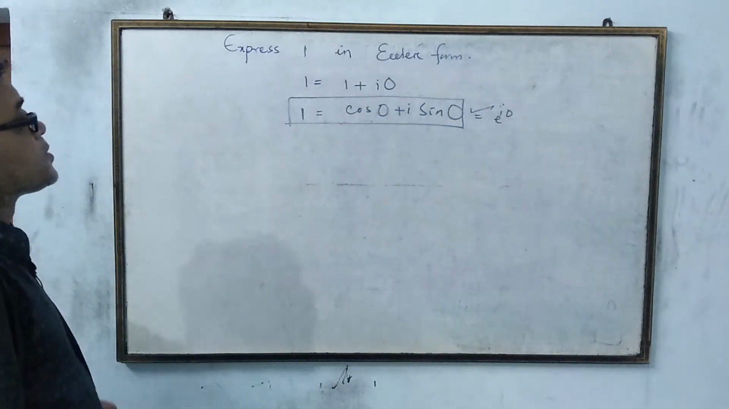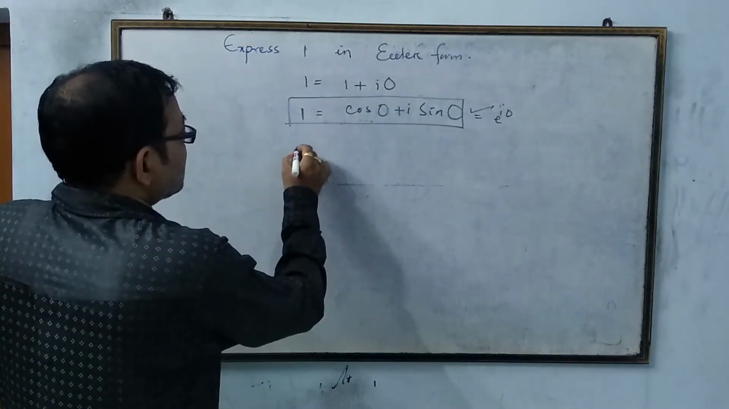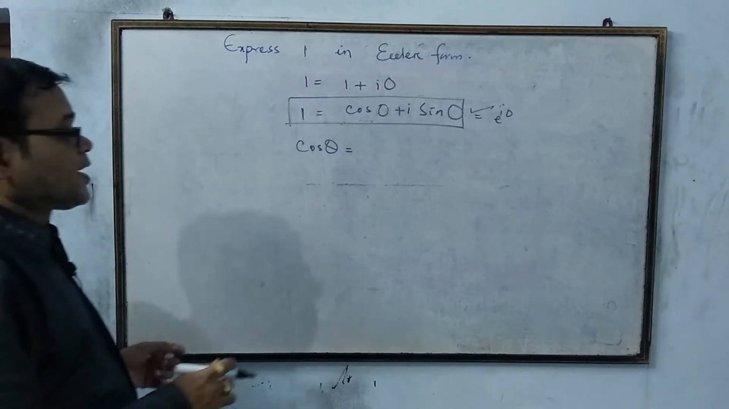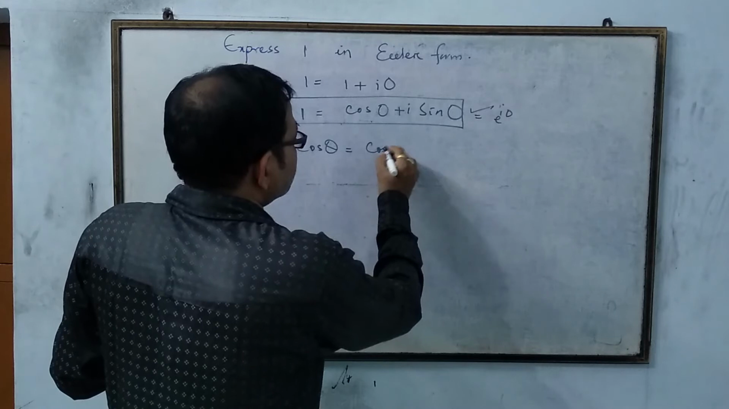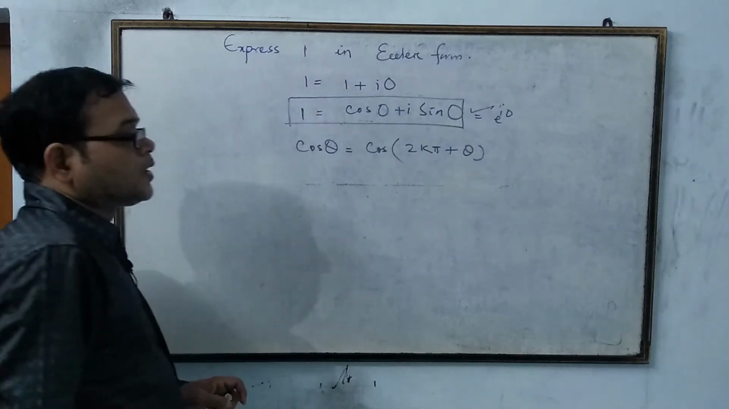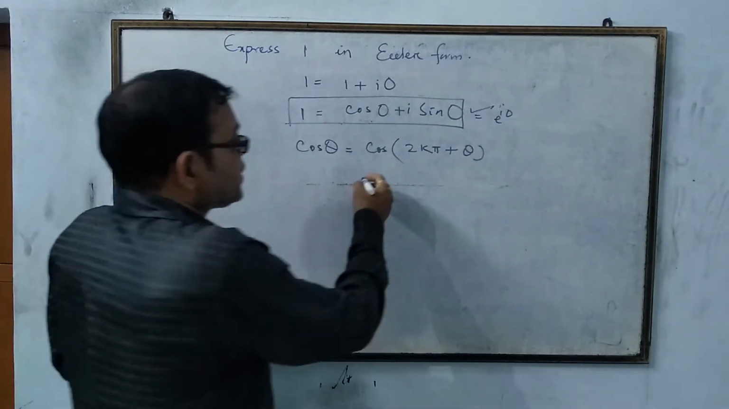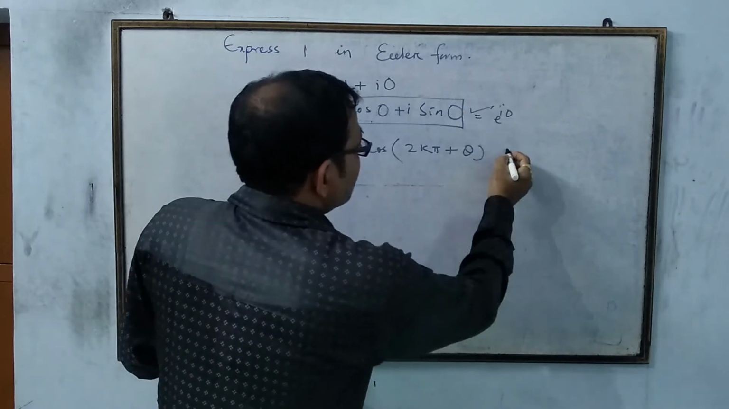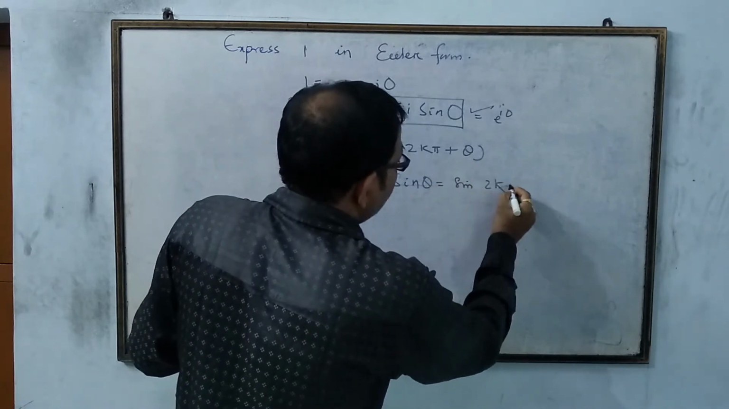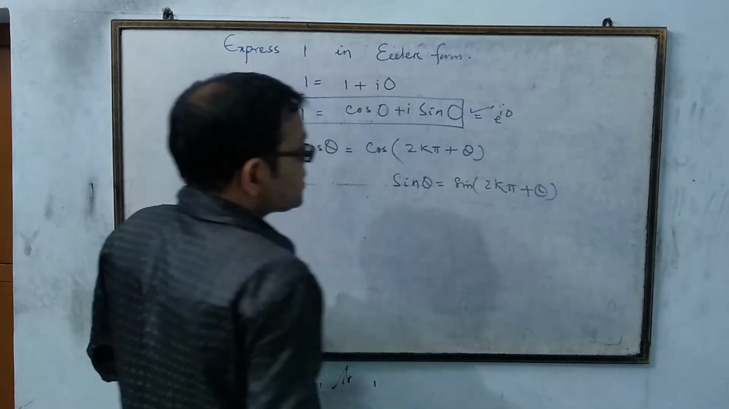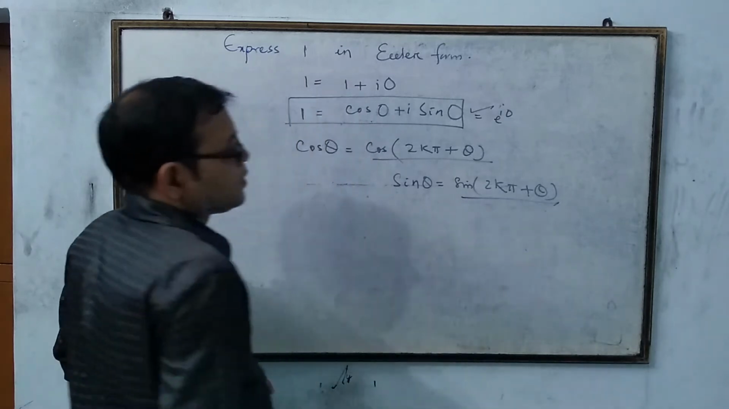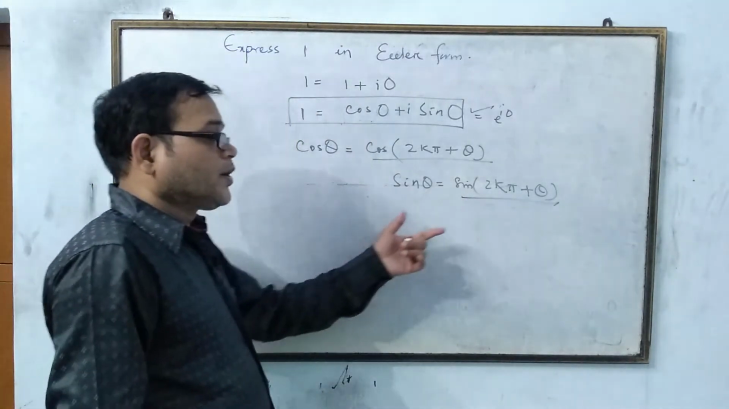But remember, students, if I say cos theta, you must remember that cos theta is equal to cos of 2k pi plus theta, and sin theta is equal to sin of 2k pi plus theta. You must remember these two concepts. Here k stands for 1, 2, 3, 4.